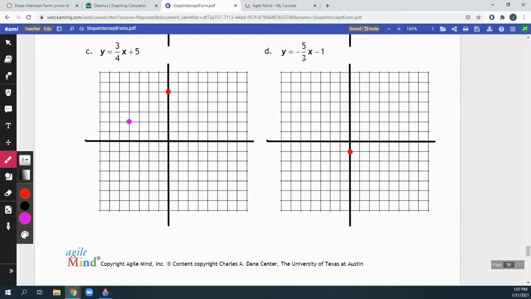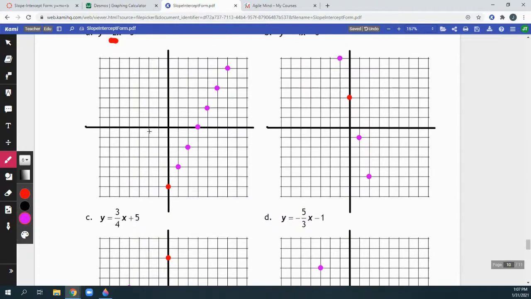Okay, this one goes down 5 and over 3. It has a negative. So down 5, 1, 2, 3, 4, 5, and over 3. Over 3 and up 5. Because I'm going backwards, it's okay to do that. All right, so now I just got to put in my graph lines, and I'm done. Change this to a 2.